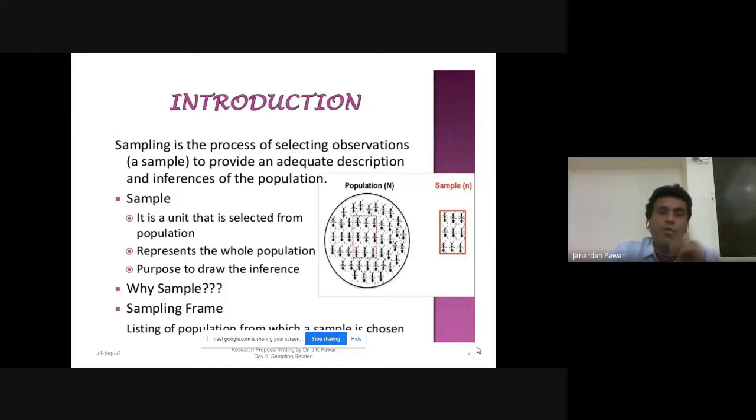So listen, we are going to understand the concept of population and the concept of sample in a precise manner in the next 2-3 slides. Before that, I have just given an idea. If you look at the picture of population and the picture of sample, you can understand.